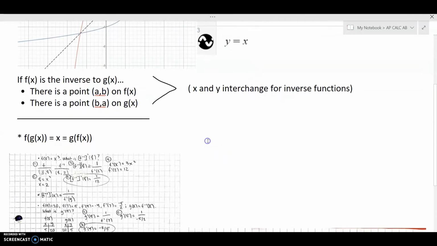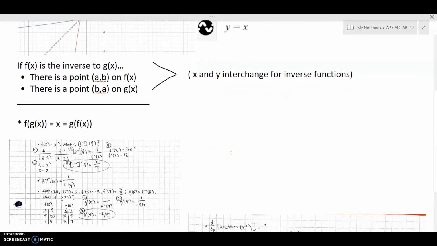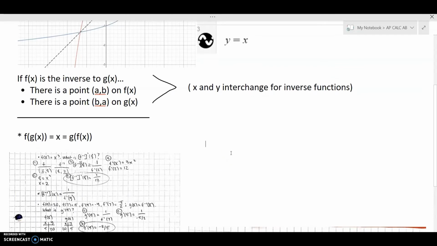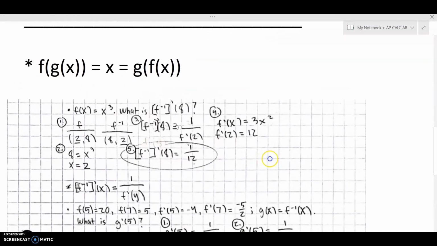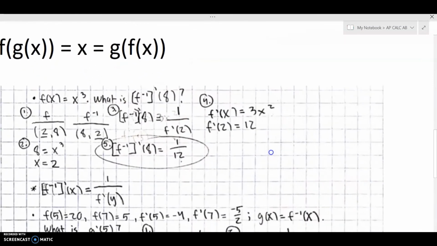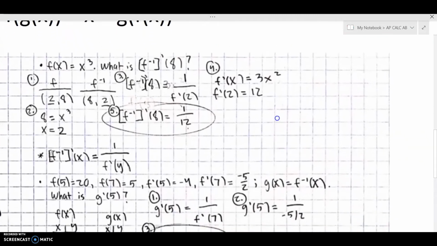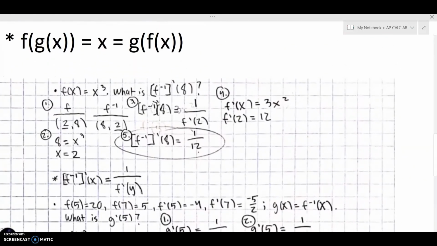Okay, so now let's move on to the calculus portion of this topic. Let me zoom in real quick. Let's start off with this question right here, which might show up on the AP exam or one like it. Let's say we have a function f of x equals x cubed. They're asking for what is the derivative of the inverse of that function at 8.